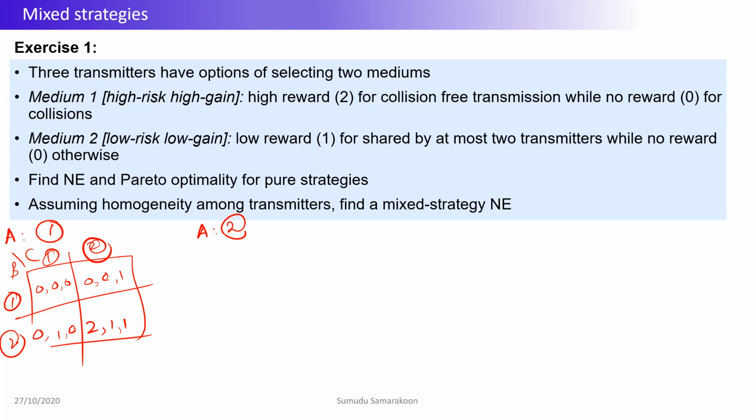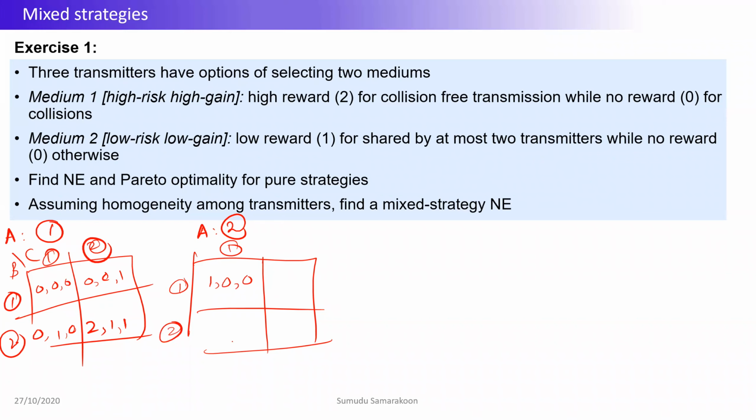Now, when we consider A accessing medium 2, we can go for the same table. Here B and C both access 1 and collide, but A is getting a reward. Here, let's say B is sharing with A, and C is getting the reward. Here B is accessing 1 and C is sharing, while here all 3 are sharing, so no reward as well.